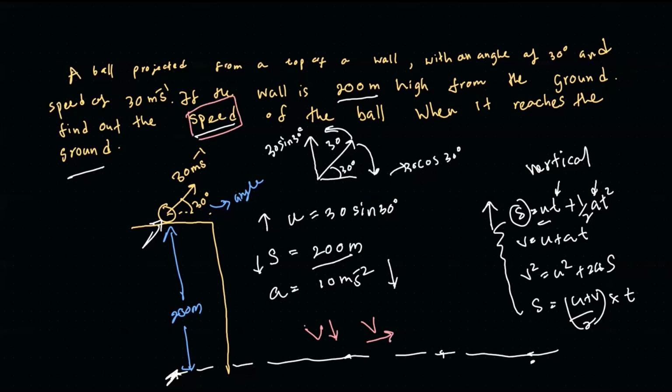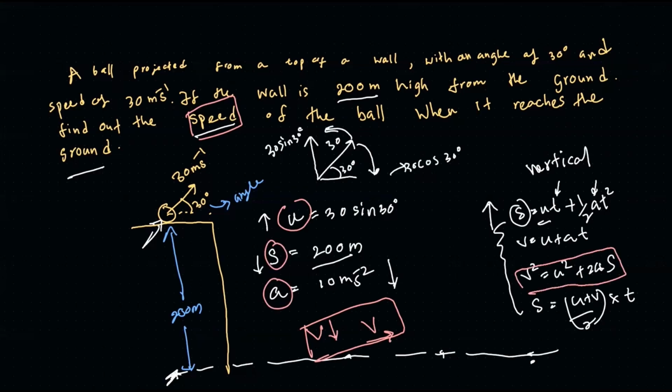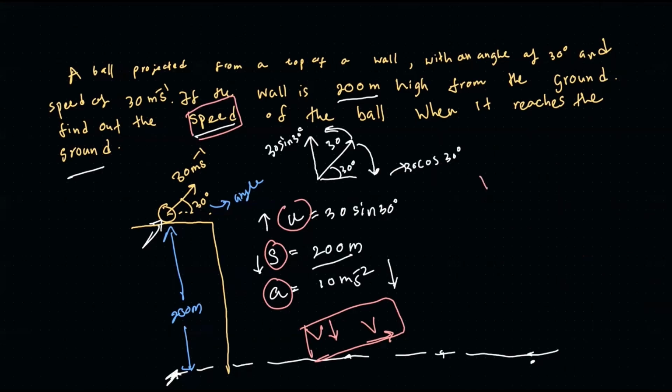Both v we have to find at the ground, when the ball reaches the ground. So what are we going to do here? Now we find a formula in a proper way. We know u, we know s, and we know a. So this is the perfect formula for that. Nice, so let's use it. v squared equals u squared plus 2as. We have to find v squared. What is u squared?